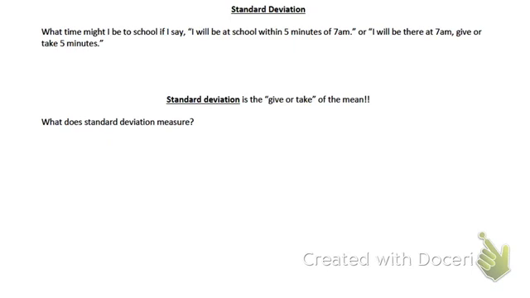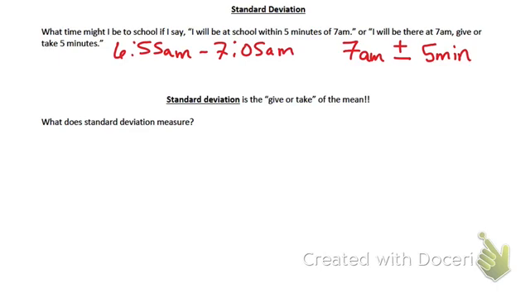Standard deviation. So what time would I get to school if I told you guys that I will be at school within 5 minutes of 7 a.m.? Either 6:55 to 7:05. Okay, I'm going to get to school somewhere between 6:55 a.m. and 7:05 a.m. That is on average, okay? That means that I am basically going to be here at 7 a.m. plus or minus 5 minutes.